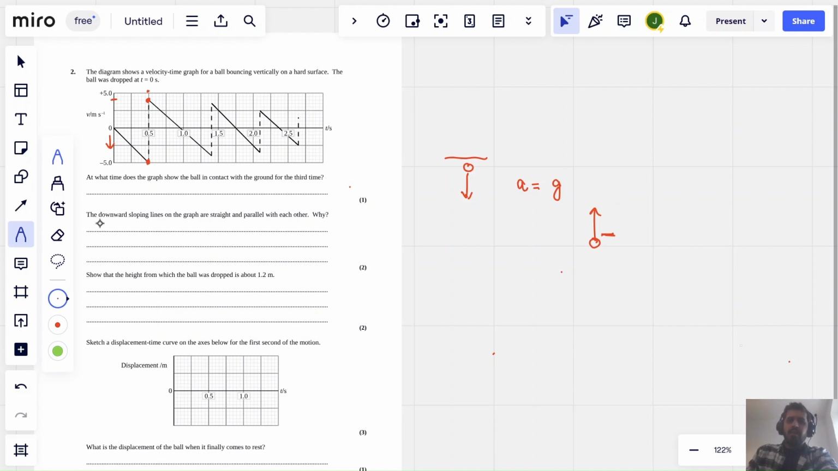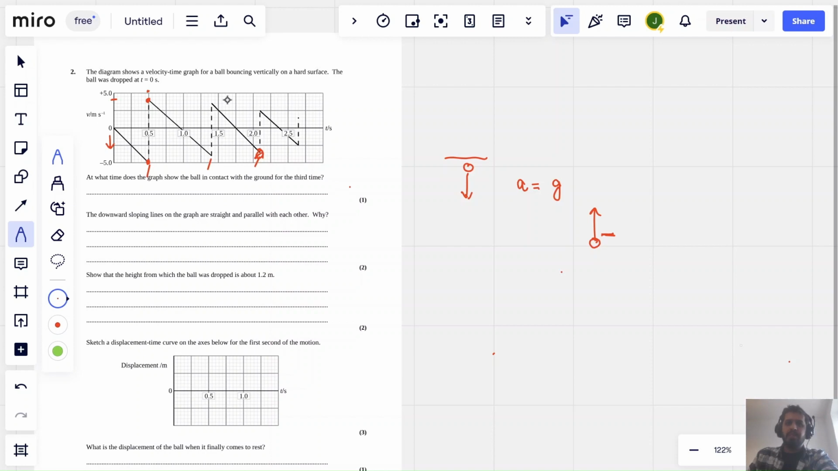Now, the first question is very easy. The third time the ball is in contact with the ground, this is the first time, this is the second, this is the third time. The second question is, the downward sloping lines on the graph are straight and parallel with each other. Why? The reason is very simple.